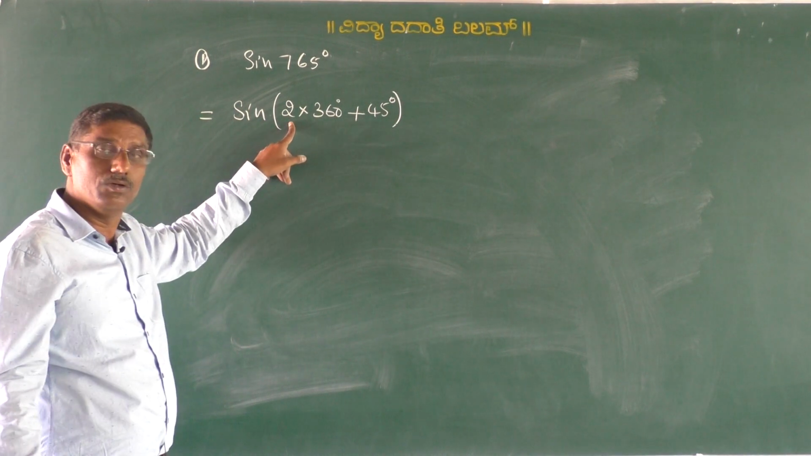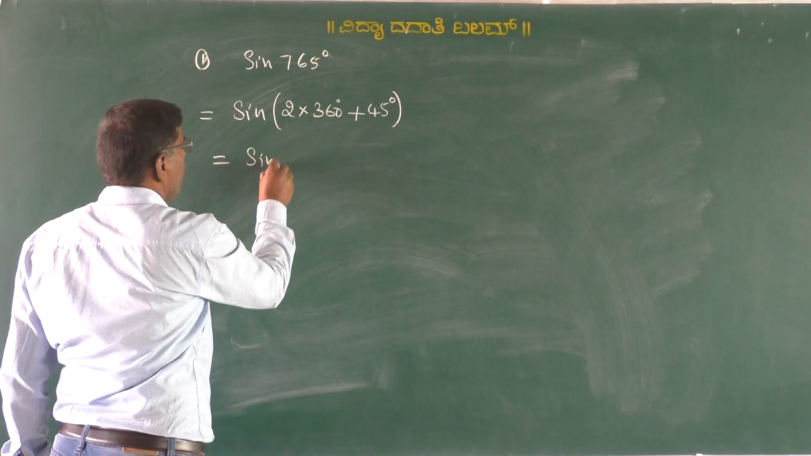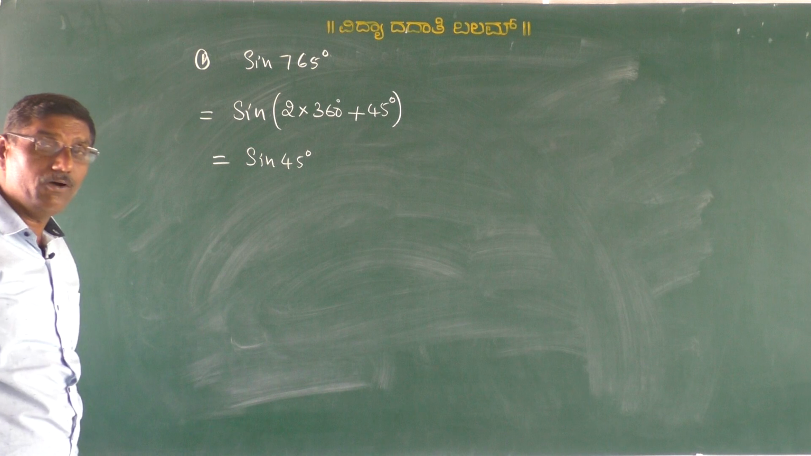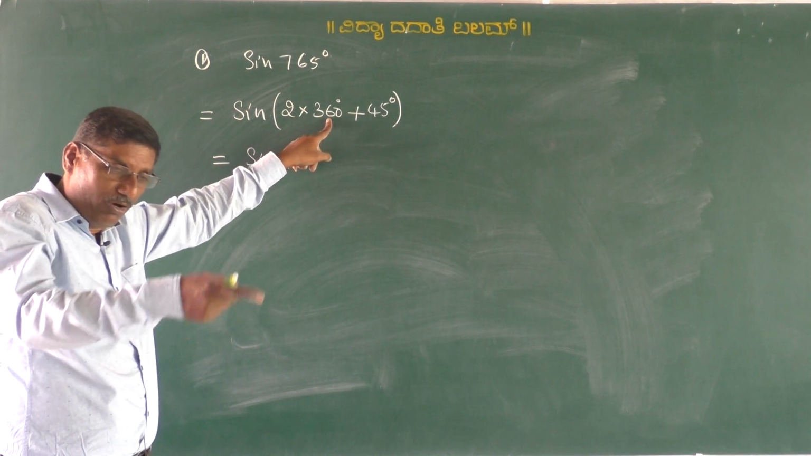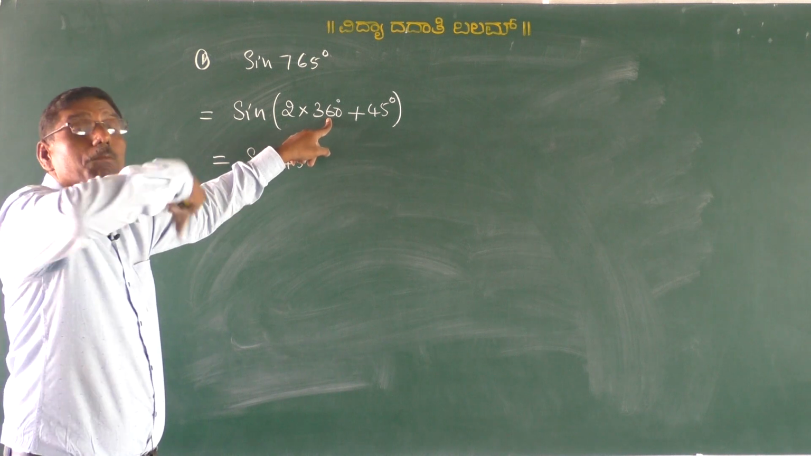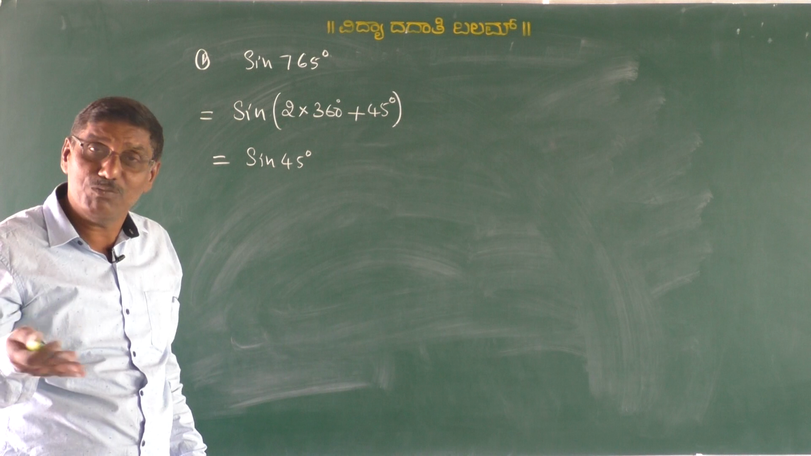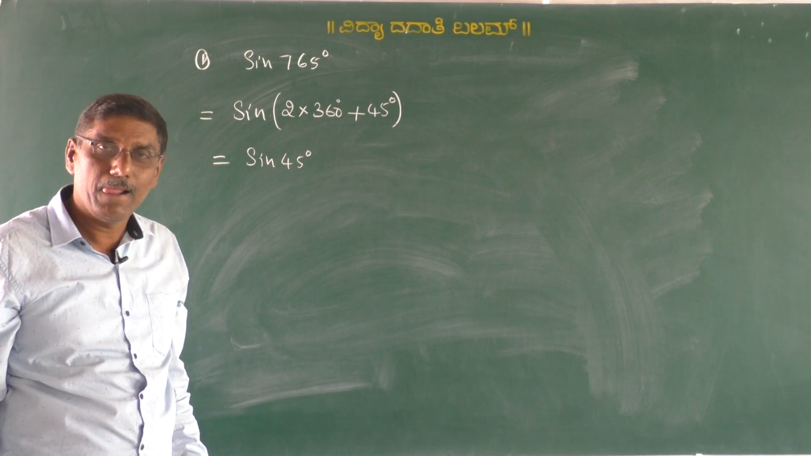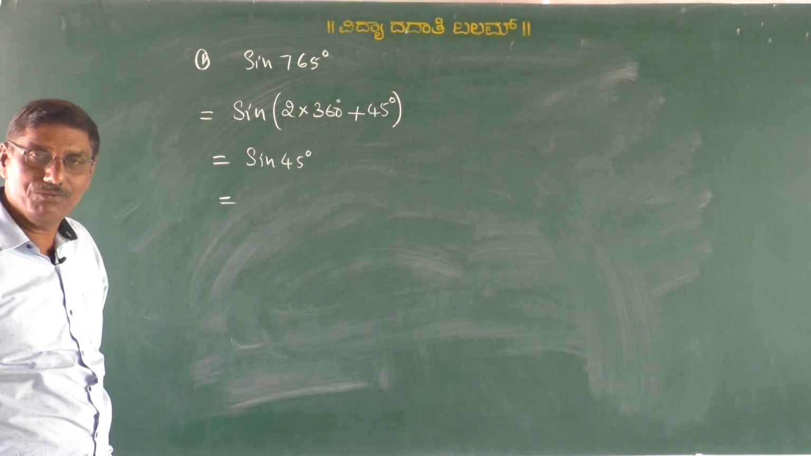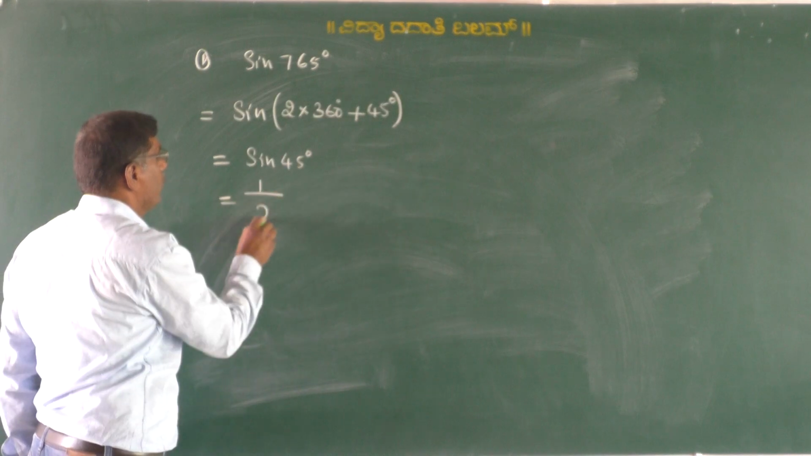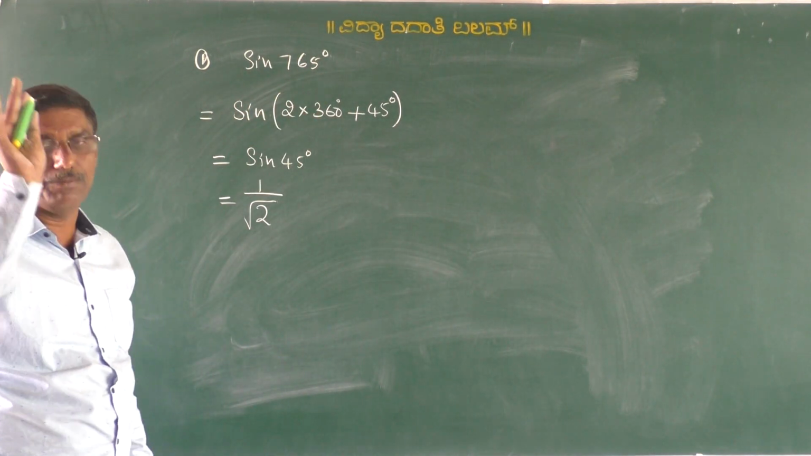We know 2 pi, 3 pi, 4 pi, that is the same ratio, we get sine 45 degree, my dear students. Sir, what about the sign? This becomes 2 into 360, that means 2 revolutions completed, plus 45 means first quadrant. In the first quadrant all are positive, no doubt. Then sine 45 only. What is the value of sine 45? Already we know, my dear students, that is 1 by root 2. This is the value of sine 765.